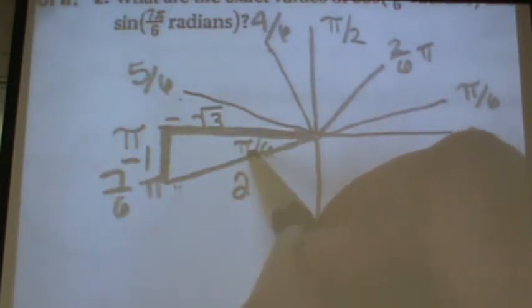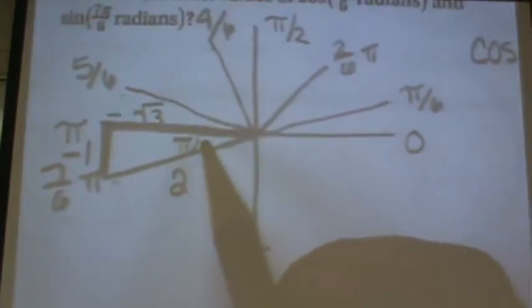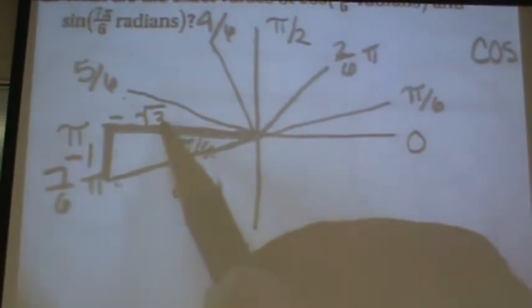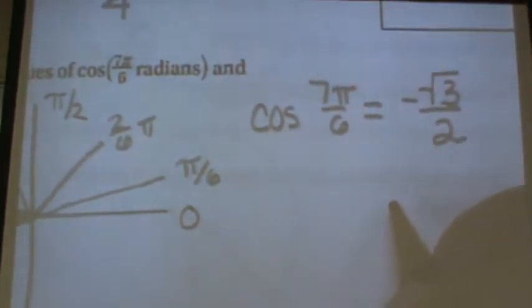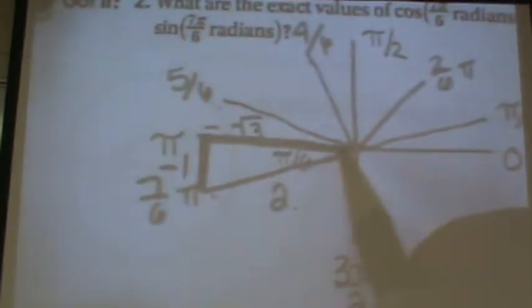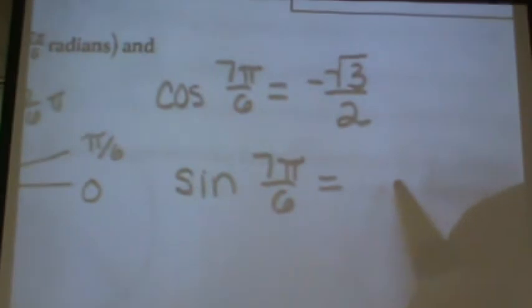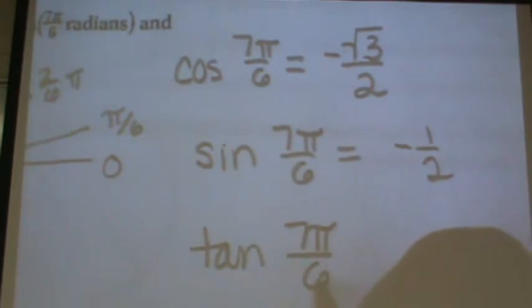Okay? So now, what's the sine ratio, actually, we'll do cosine first. Cosine of 7 pi over 6 is going to be, we're gonna talk about this angle right here. Cosine is adjacent over hypotenuse, so it's gonna be -√3 over 2. And the sine of 7 pi over 6 is gonna be opposite over hypotenuse, so -1 over 2. And tangent of 7 pi over 6, tangent's gonna be opposite over adjacent, -1 over -√3.